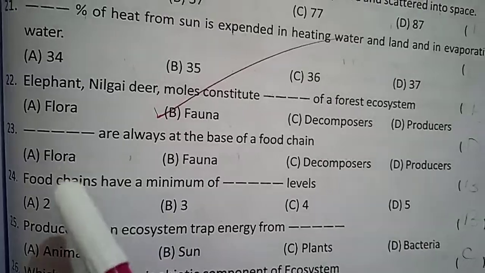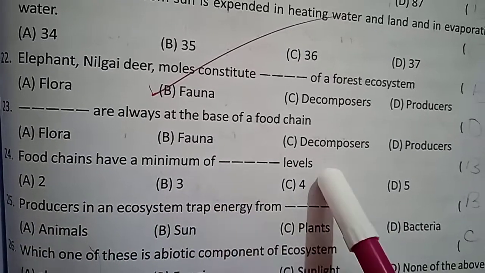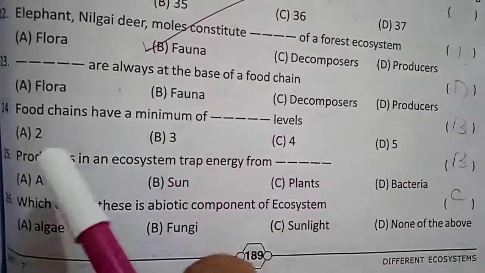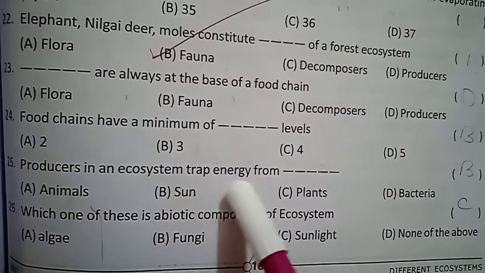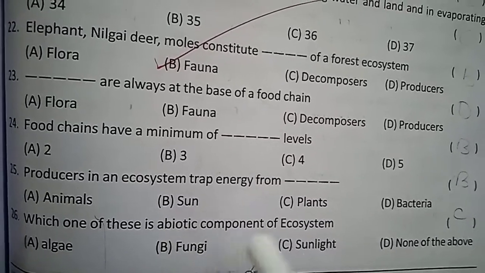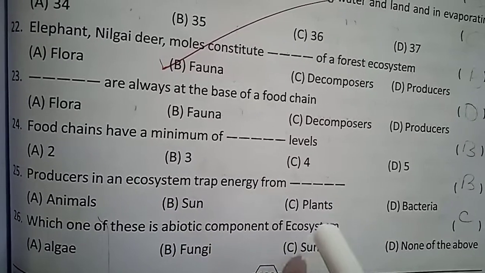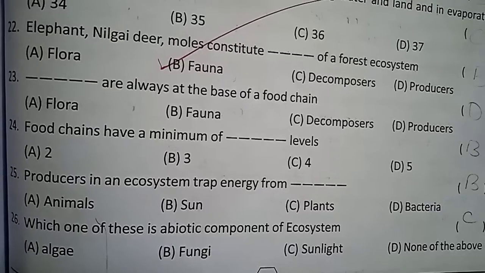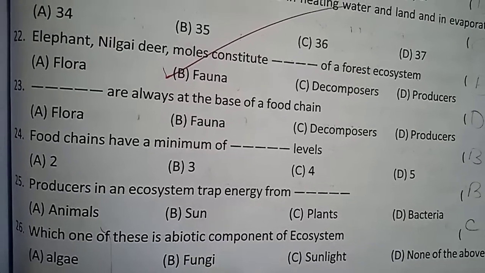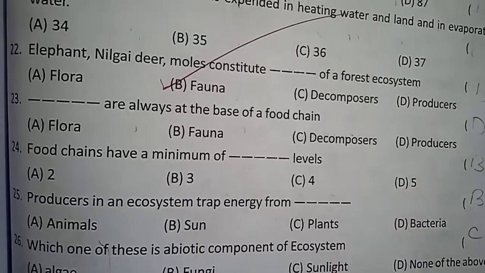Producers, consumers and decomposers. So base of the food chain is what? Producer. Food chains have a minimum of dash levels, 3 levels. Producers, consumers, decomposers. Producers in an ecosystem trap energy from sun. Which of these is abiotic component in an ecosystem? Abiotic component means non-living thing. Algae, fungi are the living thing. So non-living thing is what? Sunlight. So answer is sunlight.